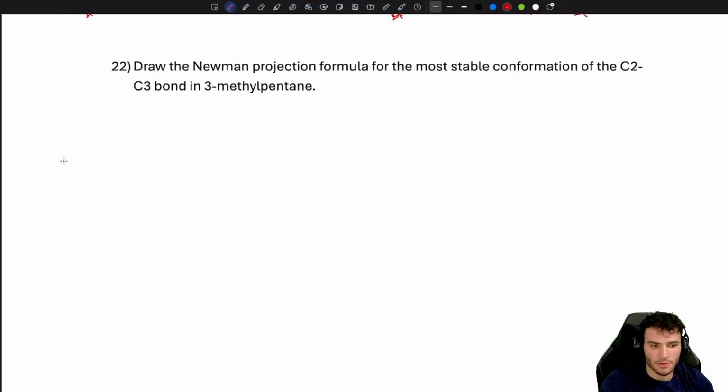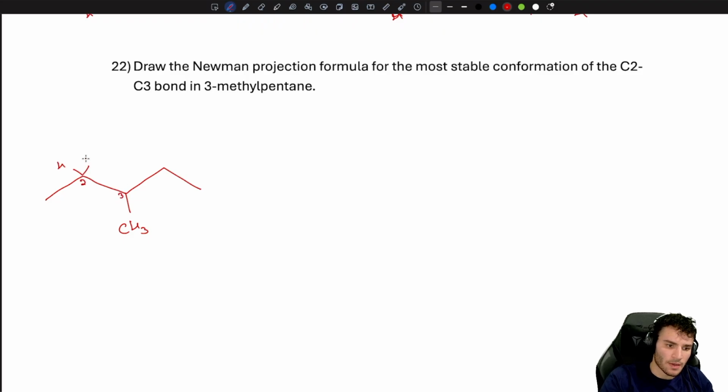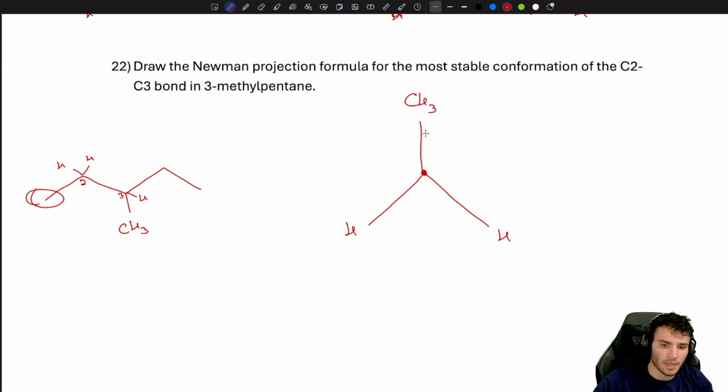In question 22, another Newman projection, we're doing 3-methylpentane. I like to actually give it CH3, and we're looking down the C2 to C3 bond, right? So on the C2, we're going to have two hydrogens. On C3, we're going to have a hydrogen and then this ethyl group. So on the front carbon, what we can do is we can just put these two hydrogens left and right, and we'll put this other methyl group, this one right over here, looking up.